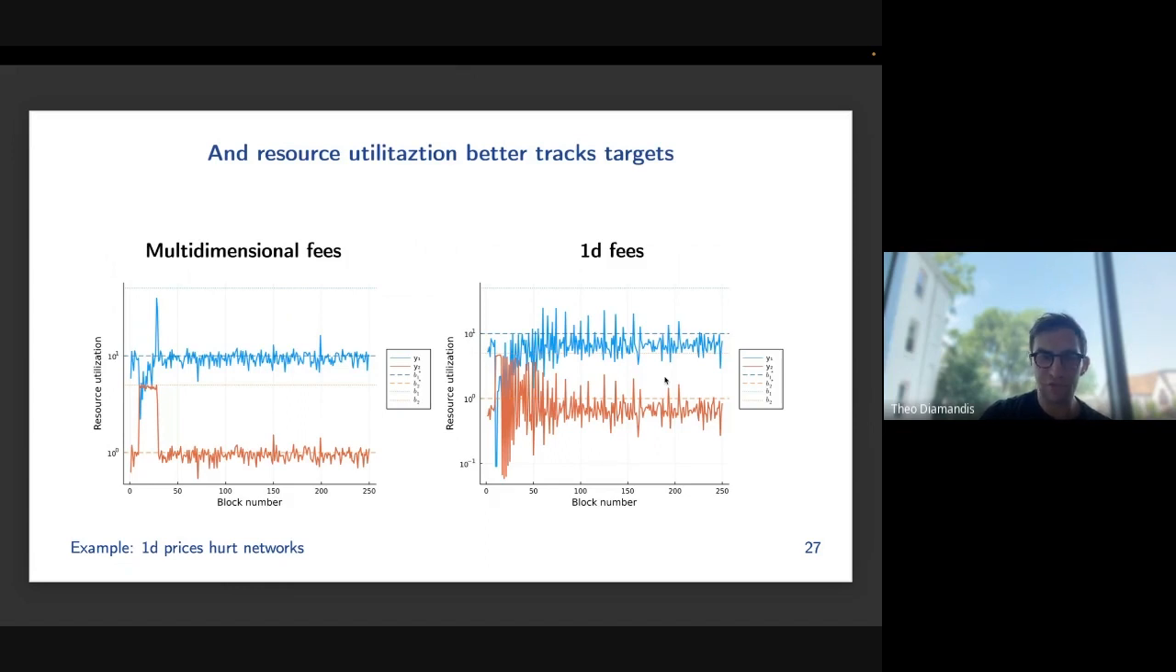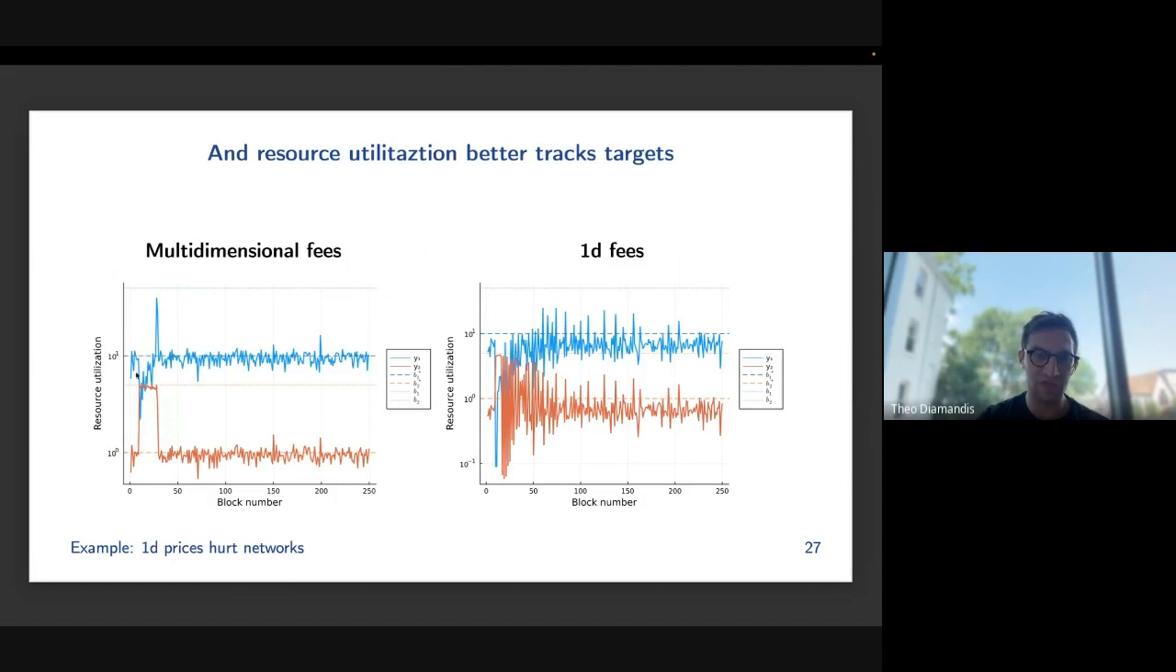It's also interesting to look directly at what the resource consumption looks like. So on the left, you have multi-dimensional fees. The dashed lines are B star, which are targets for each type of resource. The dotted lines are B, which is the limit. So this is our burst capacity for each resource. And you can see that for resource 2, we crank it all the way up to the limit for some short amount of time, and then we go right back to target.